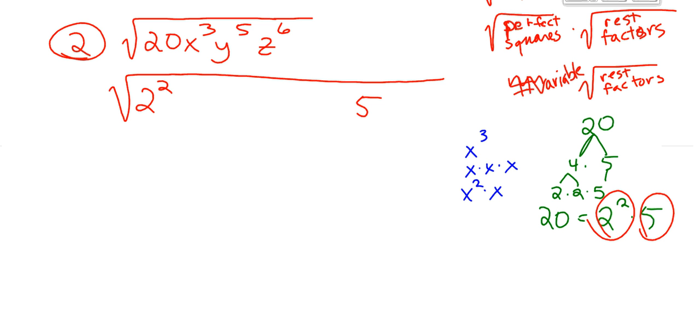So x to the third. x to the third is x squared times x. So I'm going to put the x squared in the front because that's a perfect square, and I'm going to put the other x in the back.